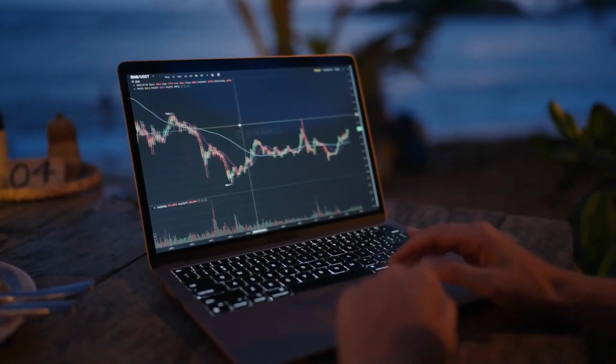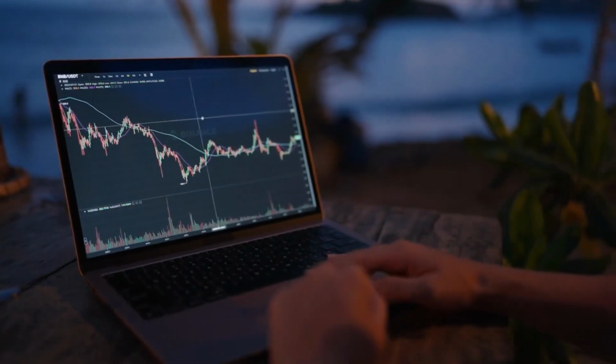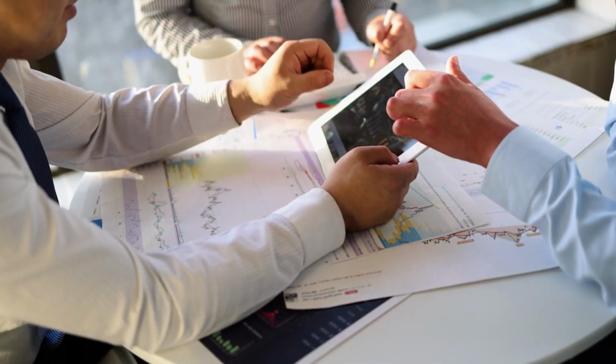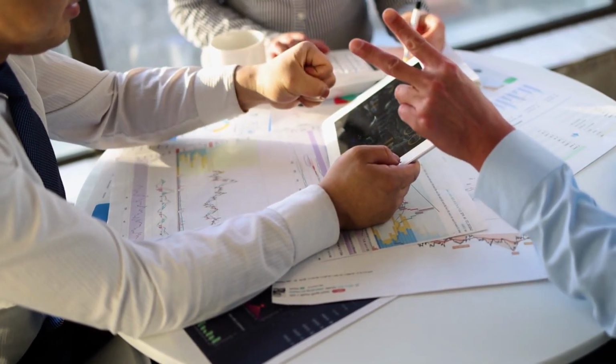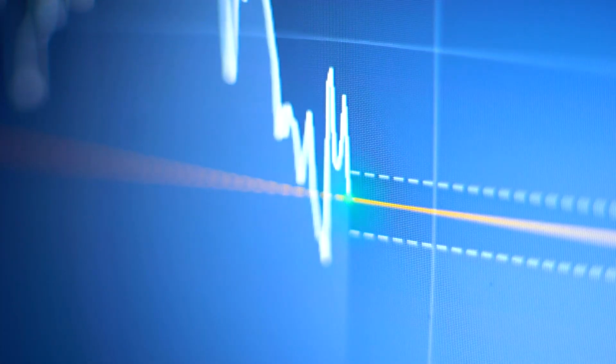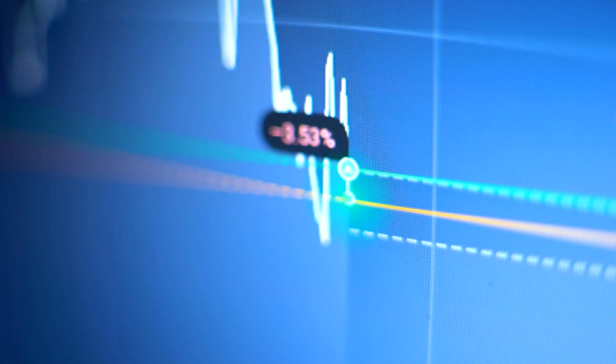Options trading might sound complicated, but it can be a powerful way to grow your money once you understand the basics. For beginners, options offer flexibility to invest in stocks without owning them directly. You can profit in many market conditions by using options to protect your investments or to speculate on price movements.